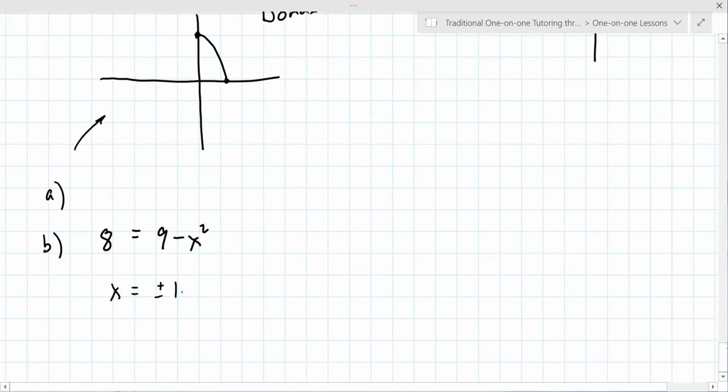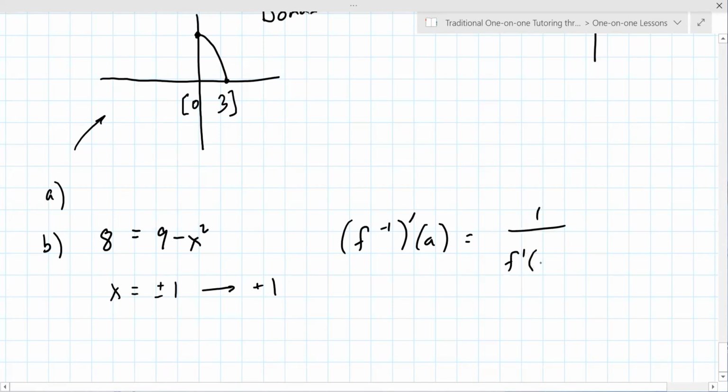So which one is it? Well, where is our domain? Must be positive 1 because this is only good from 0 to 3. Do you see that? Okay. So then we need to find f inverse prime of a, which is 1 over f prime of a.